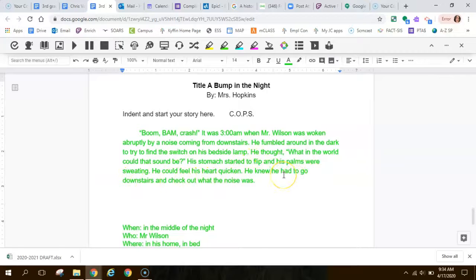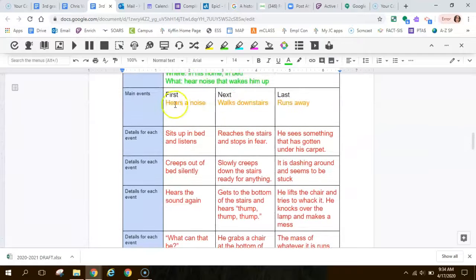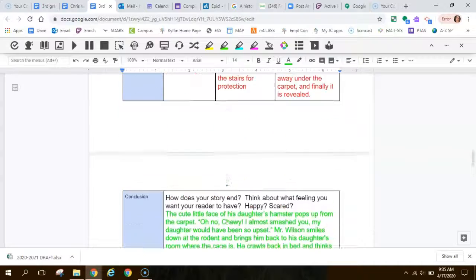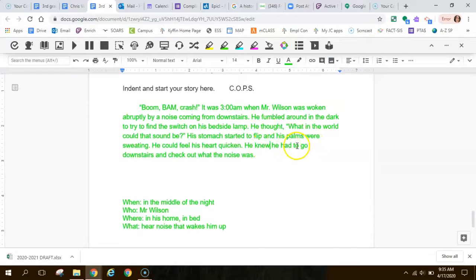So I'm going to add a little bit more description. And the reason why I'm going to do that is if I look back at my plan, the whole first part is that he hears the sound. And I'm kind of going over a lot of that right now. But part of this is that he creeps silently out of bed. Okay, so I'm really going to build that part up next time we write. But I also want to be real clear. He knew he had to get out of bed, and go downstairs and check it out, the noise.